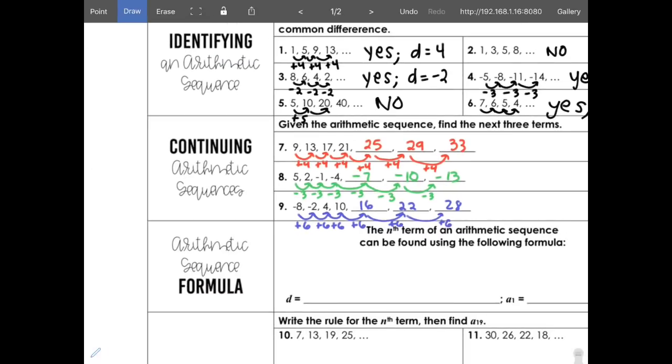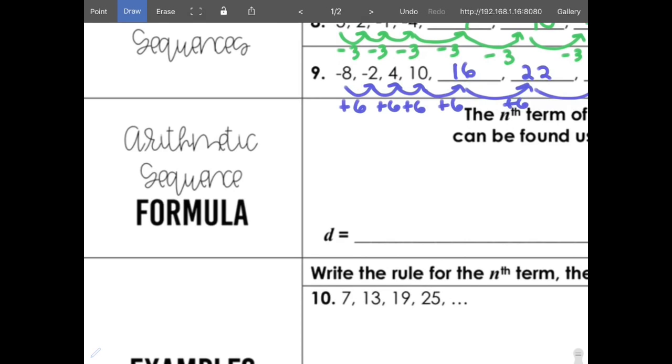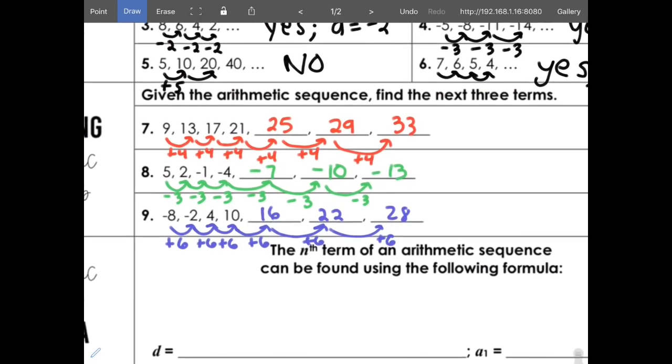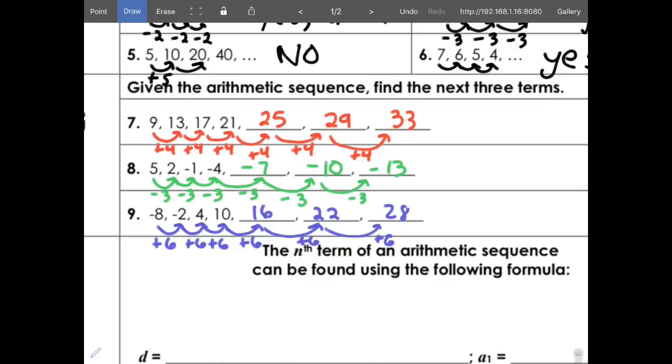Okay, so arithmetic sequence formula. We just figured that out, but what if I asked you, see how it says find the next 3 terms? What if I told you find the 100th term for number 7? Let's just say this was the first term, because it is in this sequence. What if I said find the 100th term?